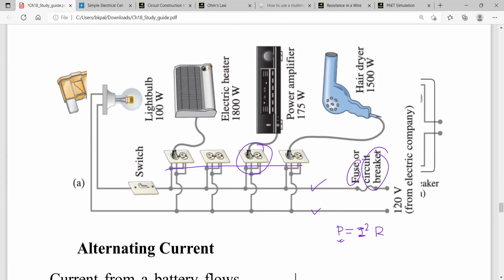When your household devices try to draw too much current from the power company, the circuit breaker breaks the circuit. I mean, the circuit breaker disconnects the connection from your house to the power company, and you are safe. In a circuit breaker, we normally use bimetallic strips, and we discussed bimetallic strips a little bit in chapter 13.